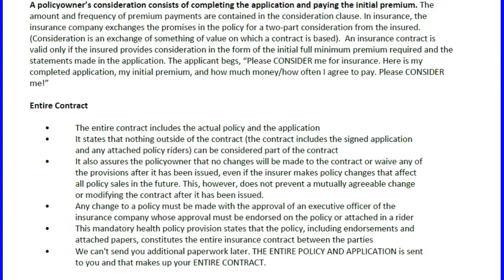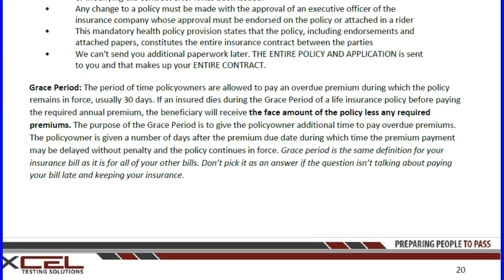Entire contract. Overall, the entire contract includes the actual policy and the application. No change can be made. If a change is made, you need to put your initials. Nothing can be added to that. Nothing can be changed just by word of mouth. As soon as the contract is signed, nothing can be changed.